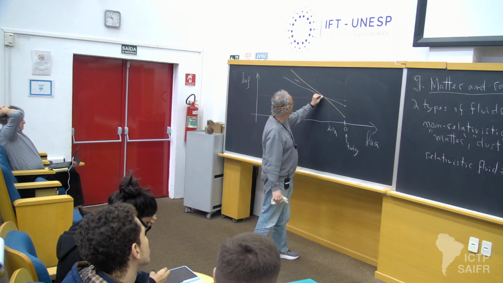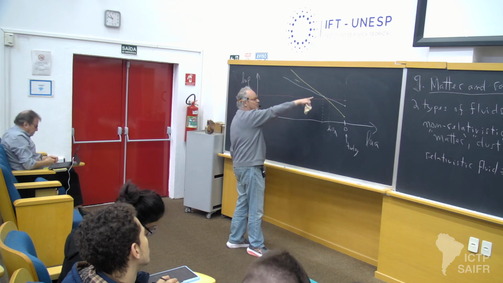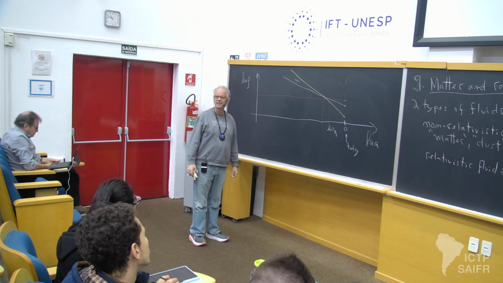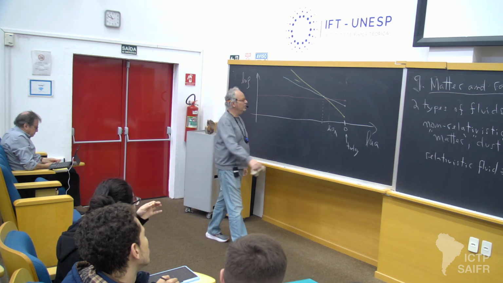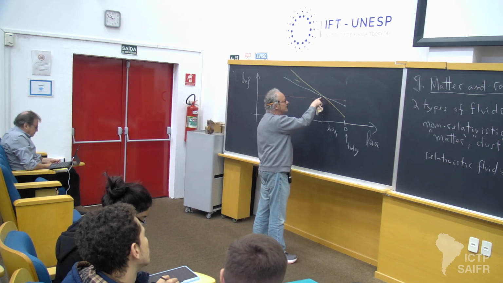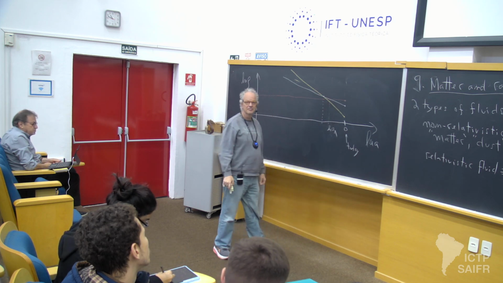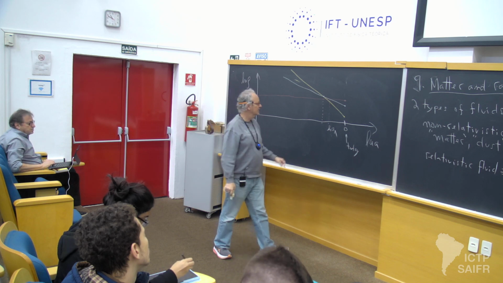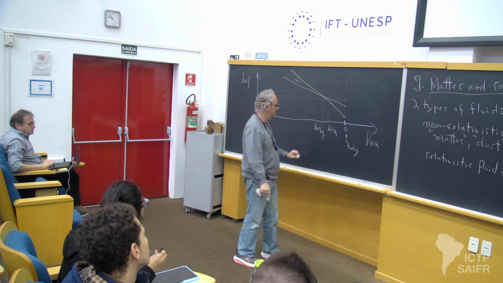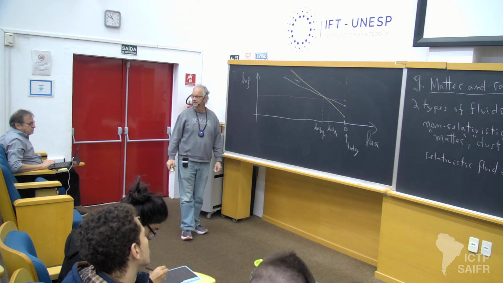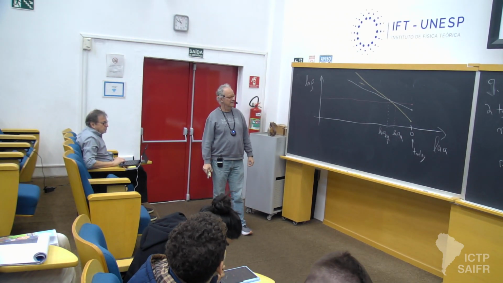And what happens at this point? Exactly. This is when there's an equality between the energy density of matter and the energy density of radiation. So let me call it a equality. That's the usual name that people give to this. Okay?